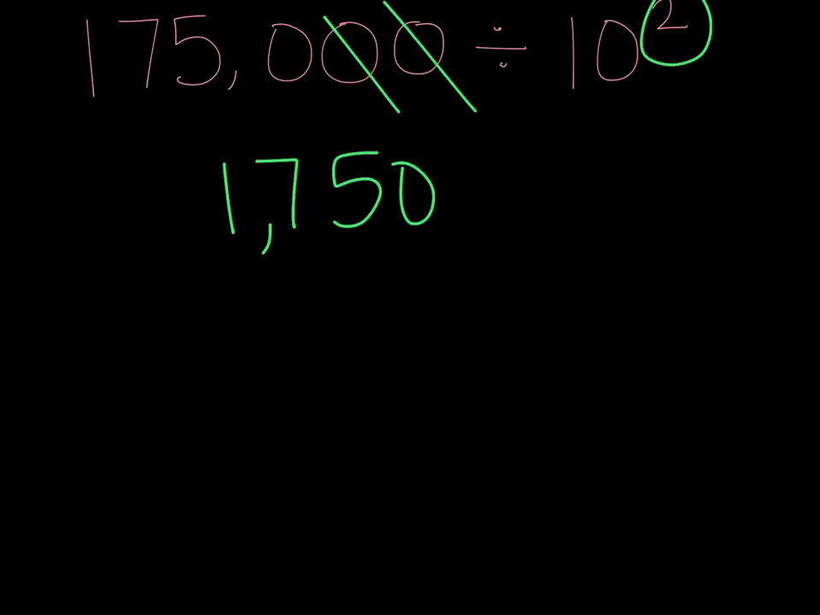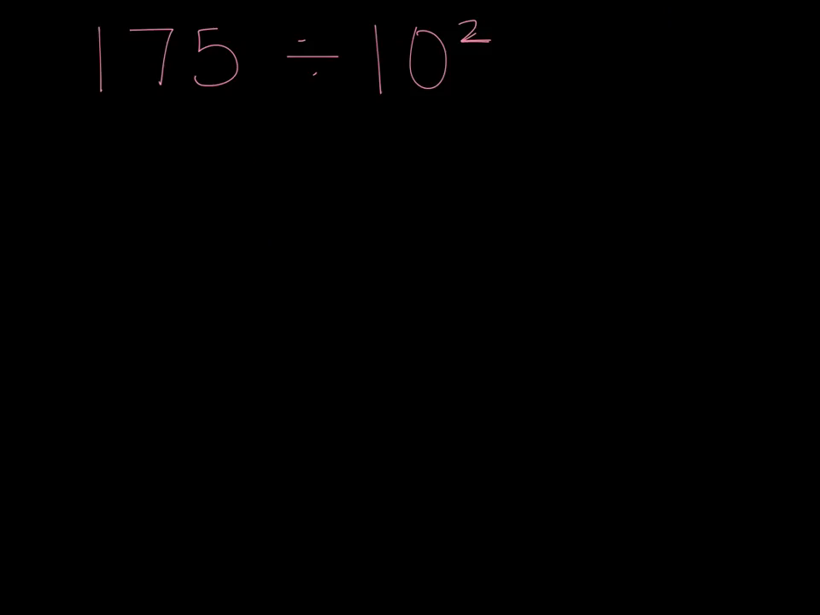But again, you won't always be able to do that. Sometimes you'll have a decimal point, or sometimes you'll have a number that doesn't have all these zeros on the end. So we need to figure out how to divide it without just crossing off zeros. Here's an example of that. We have 175. We're dividing it by 10 to the second power, but there's no zeros to cross out. And I just can't cross out 2 places. That would leave me with 1. And we know that that's not the correct answer.